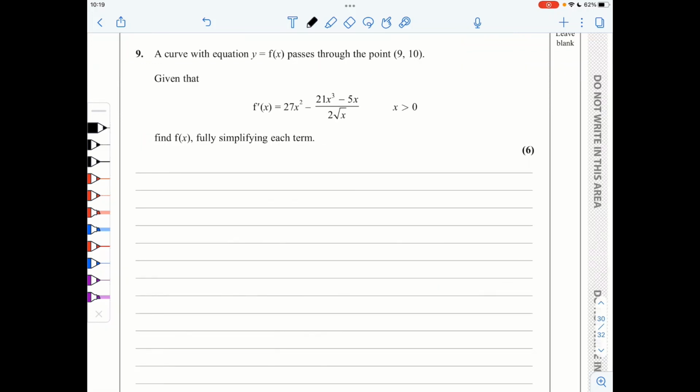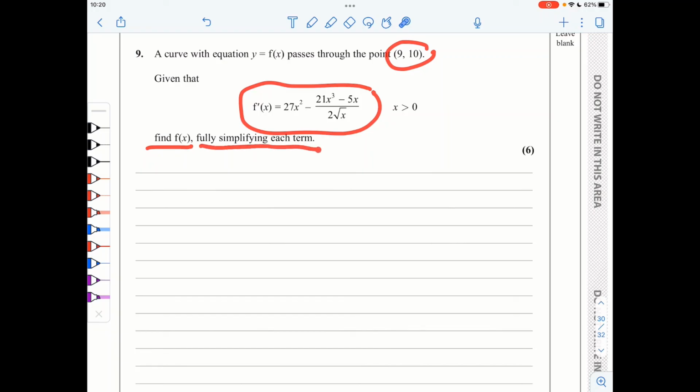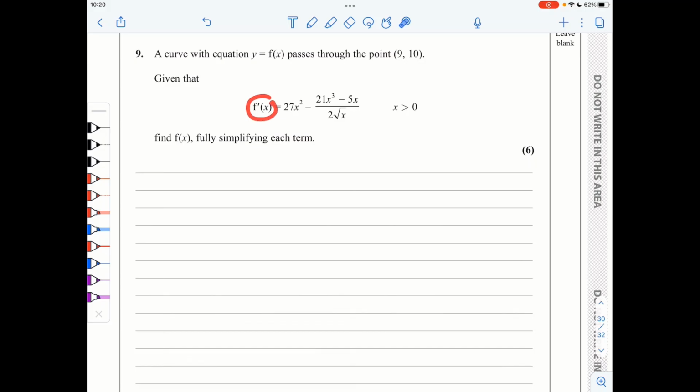Question 9, we start off with f of x. We know that it passes through the point (9, 10), and we are being given an expression for f dash of x, the derivative of f of x, and we have to find f of x, fully simplifying each term. So I will start by writing f dash of x in a form that allows integration to happen, because I need to integrate to go back to f of x.